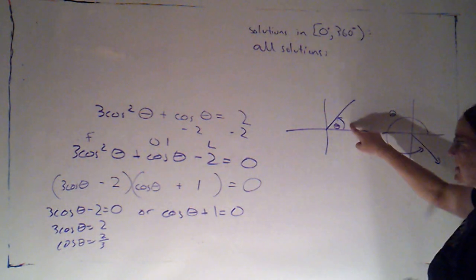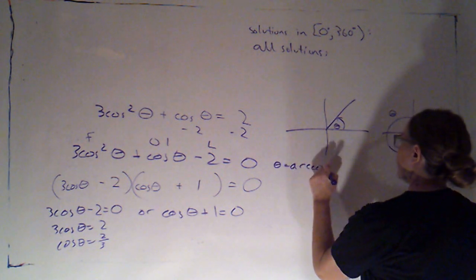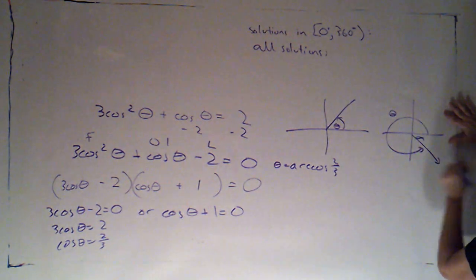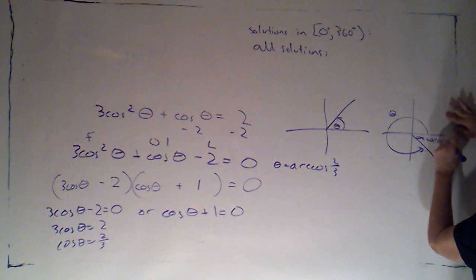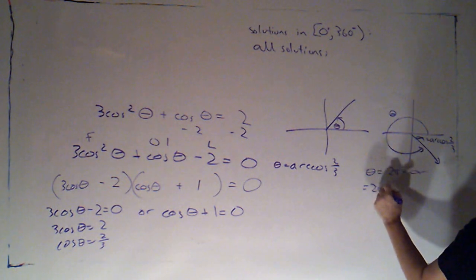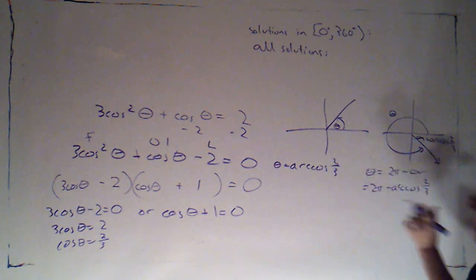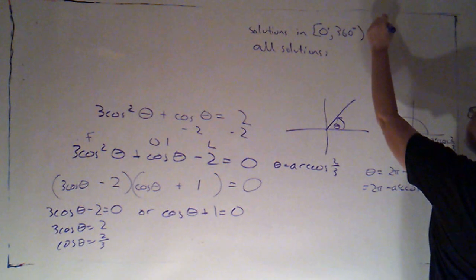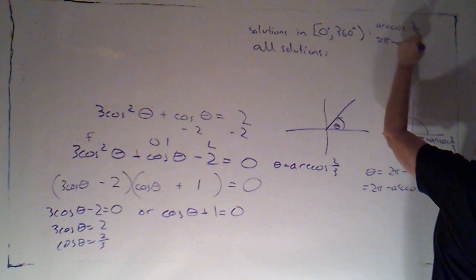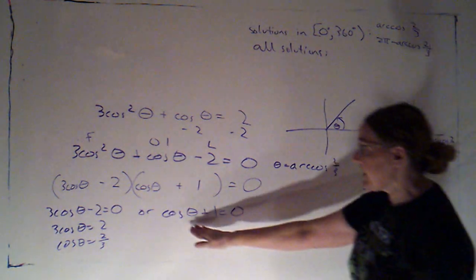So this is just an acute angle whose cosine is 2/3. So that's going to be theta is arc cosine of 2/3. That's going to be my reference angle for this one. The acute angle whose cosine is 2/3 is arc cosine of 2/3. So here my theta is 2 pi minus alpha, or 2 pi minus arc cosine of 2/3. So those are 2 solutions right there. I'm going to get arc cosine 2/3, and I'm going to get 2 pi minus arc cosine of 2/3.